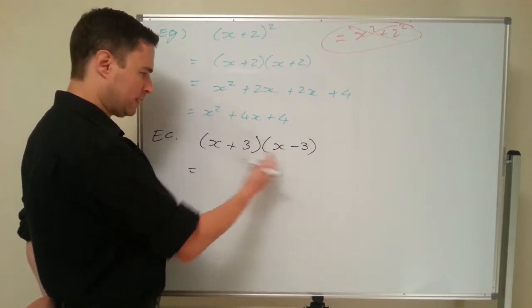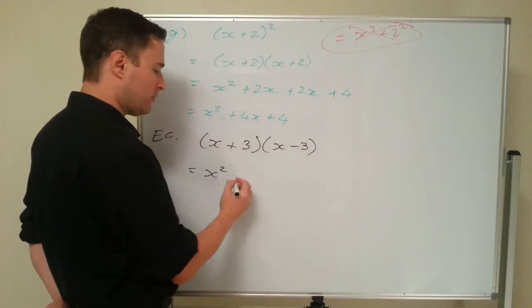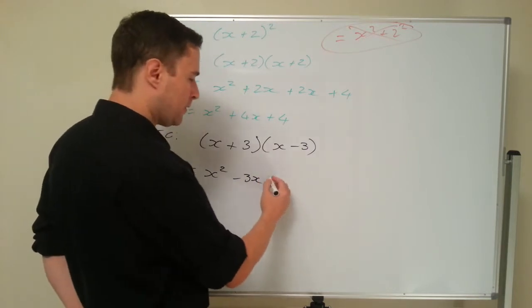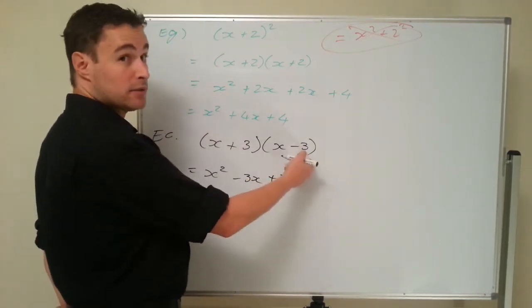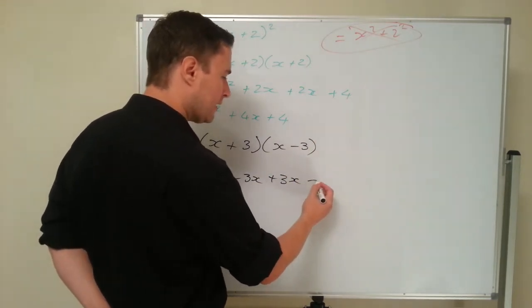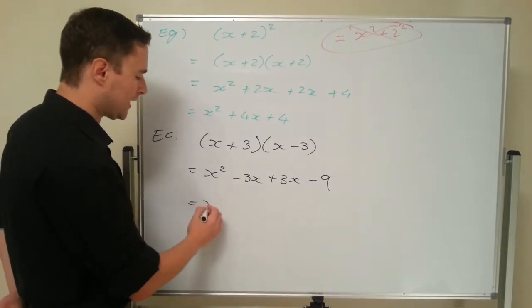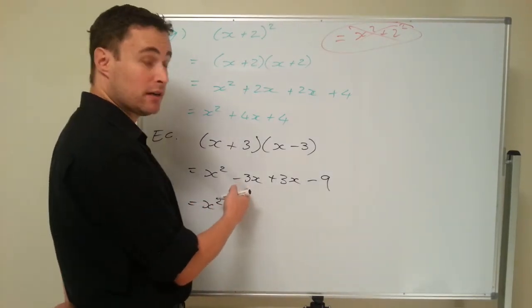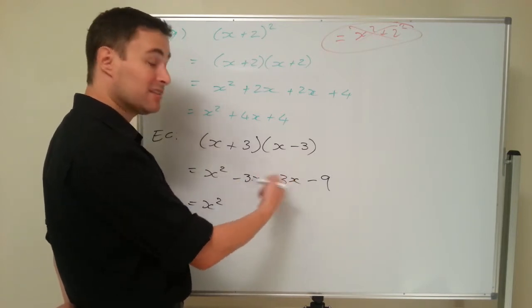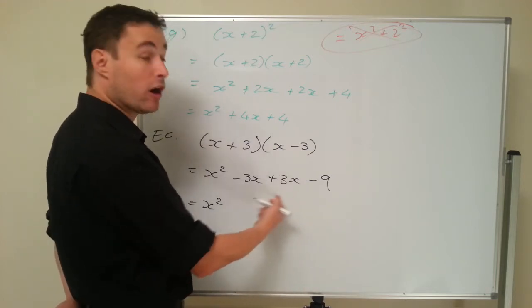x times x, first times first, x squared. Outer times outer, x times negative 3 is negative 3x. Inner times inner, positive 3 times x is positive 3x. Last times last, positive 3 times negative 3. A positive times a negative is a negative. 3 times 3 is 9. Let's tidy stuff up. Well, there's no other x squareds. Negative 3x plus 3x, these two just cancel each other. No x's. They've gone.